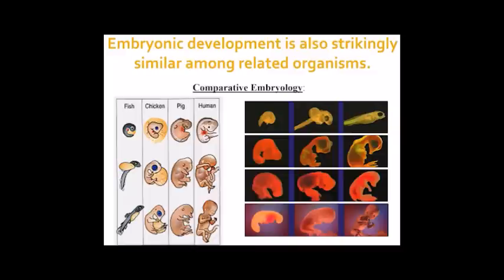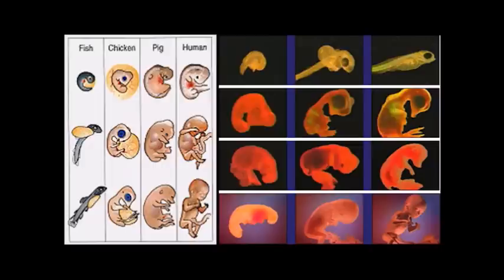Embryonic development is also strikingly similar among organisms. It's almost like we go through our stages of evolution as we go through our embryonic development. And this is a funny thing. There is a point in human embryonic development that we have gill arches, which become the gills in fish. And some of us have a congenital malformation where we have a gill.